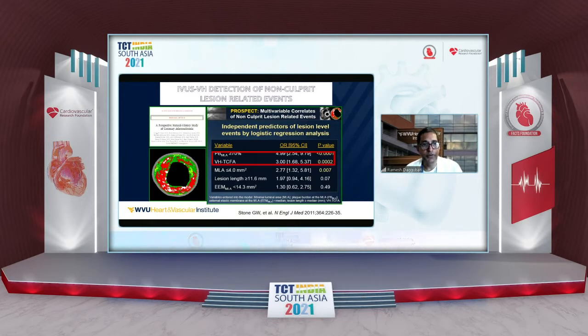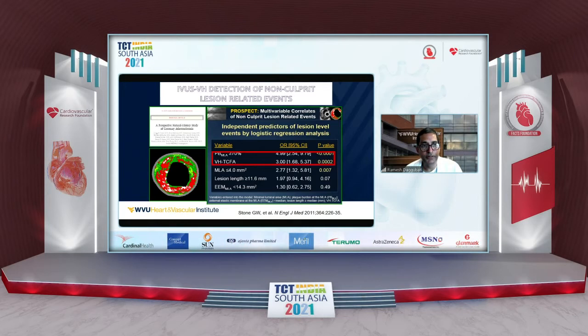So a great study by Gary and Greg Stone and partners, and Akiko is the second author in this actually. So detection of plaque burden along with virtual histology, TCFA, and minimal lumen area, all of them are important.